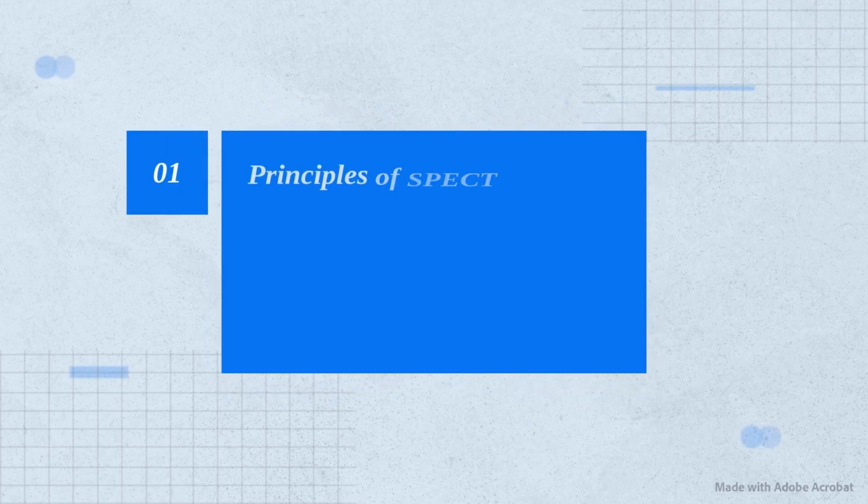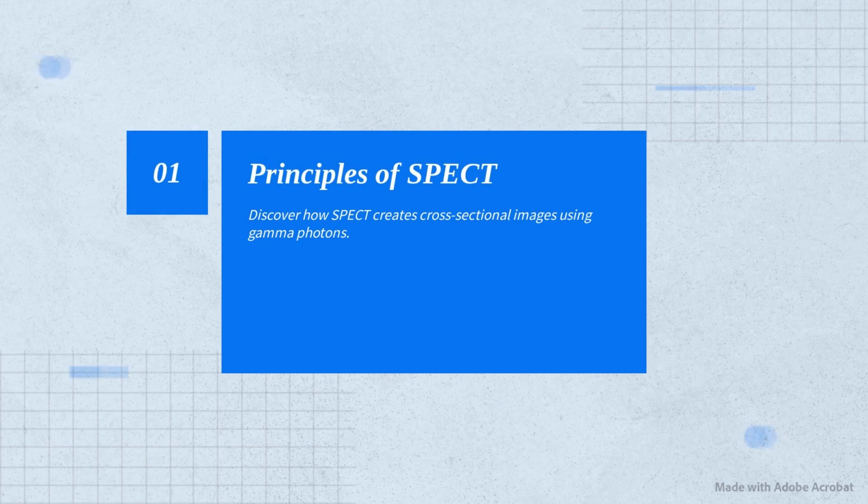To understand SPECT, we must first grasp its basic principles. How does it use gamma photons to reconstruct images, and what sets it apart from other imaging methods? This topic lays the foundation for everything that follows.